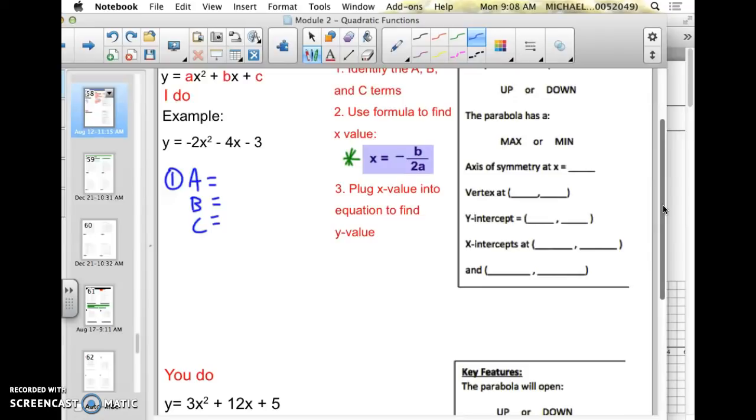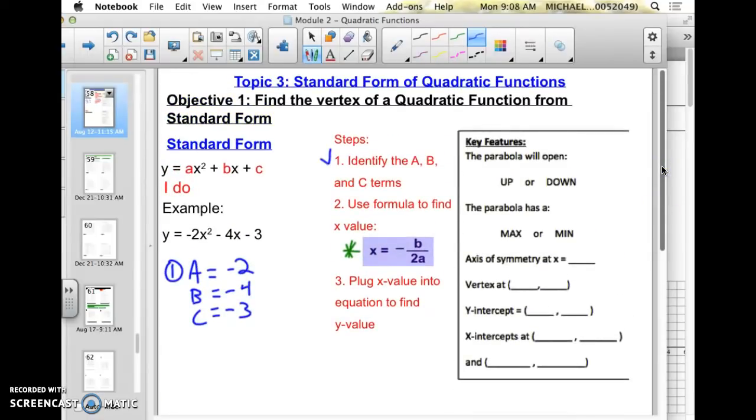So in this case, the A is negative 2, the B is negative 4, and the C is negative 3. So I have done step 1. Step 2 says to use the formula to find the x value of the vertex. This formula is very important. I ask that you memorize this formula. I'm going to read it like this: x equals opposite b over 2a. I say opposite b because it helps me remember. If I have a b here, which is negative 4, in the formula it's going to go from negative 4 to positive 4. So it's opposite whatever your b is over 2a.